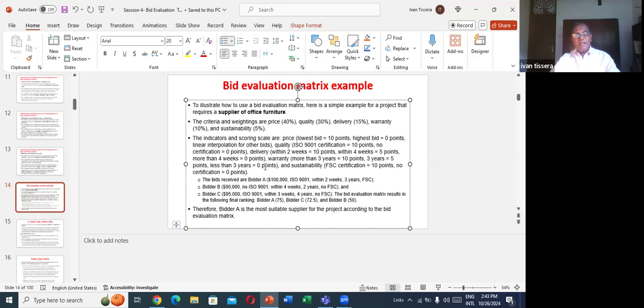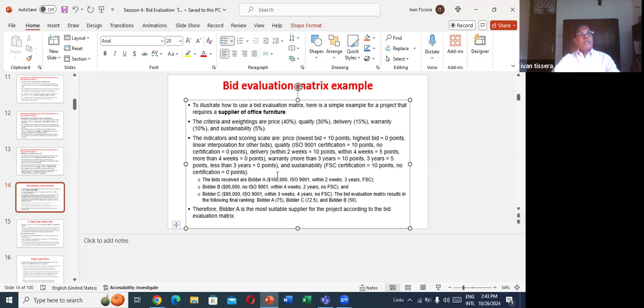That's how they have identified the criteria. Their preferable period is 2 weeks, then they give the maximum 10 points. If it is more than 4 weeks, they give 0 points. That's how they can identify the criteria, weighting and marking. Warranty more than 3 years, 10 points. 3 years, 5 points. Less than 3 years, 0 points. Sustainability, some certificate, 10 points. No certificate, 0 points.